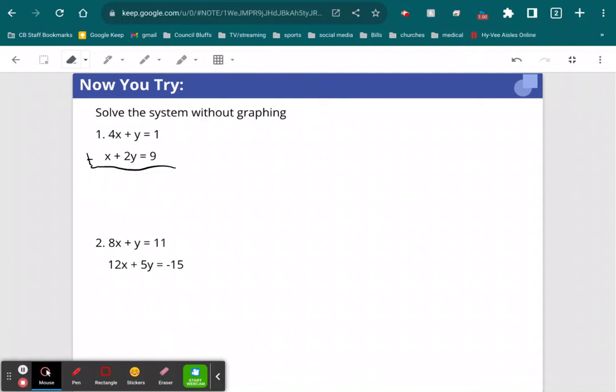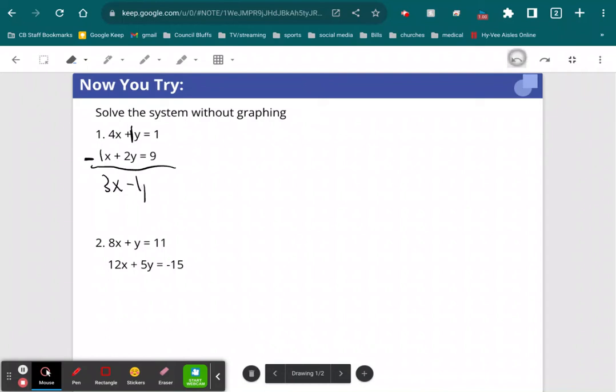So we can't do that. And let's try subtracting them. Right? If we subtract them, 4x minus 1x is 3x. 1y minus 2y is negative 1y, and 1 minus 9 is negative 8. So that doesn't help us either.